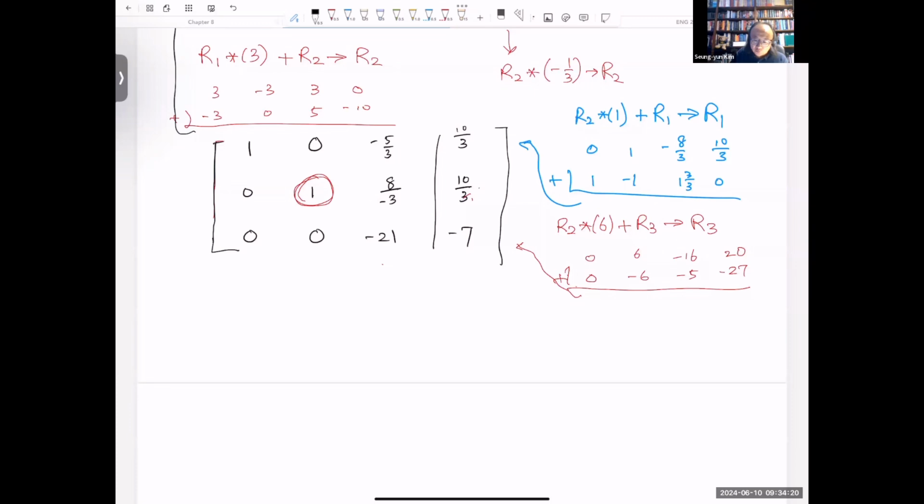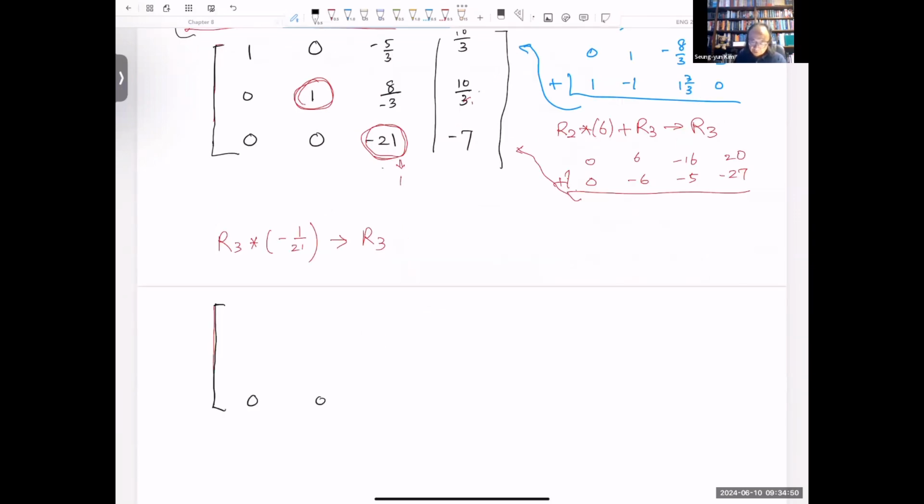So now, what do we need to do? We need to make this entry 1. In order to do that, we do R3 times -1 over 21, and then put it back to R3. That gives 0, 0, 1, 1 over 3.